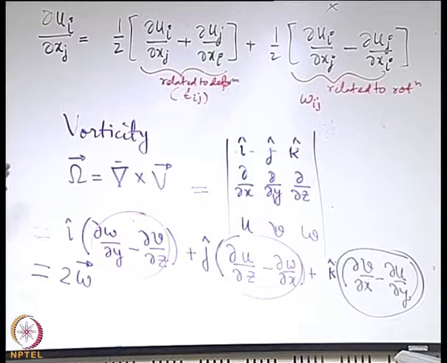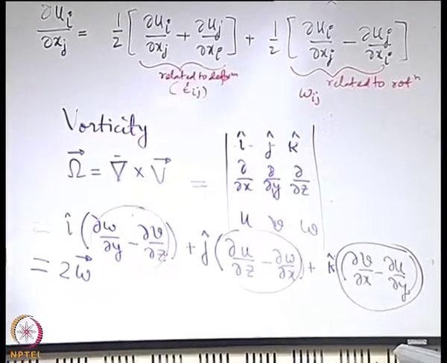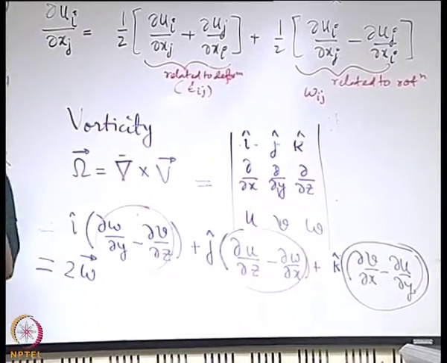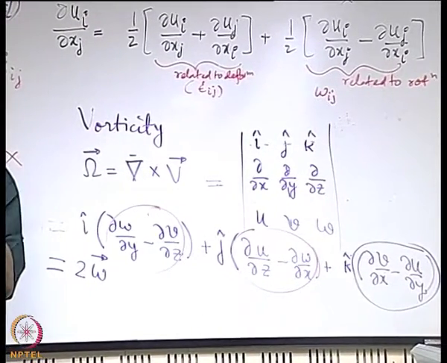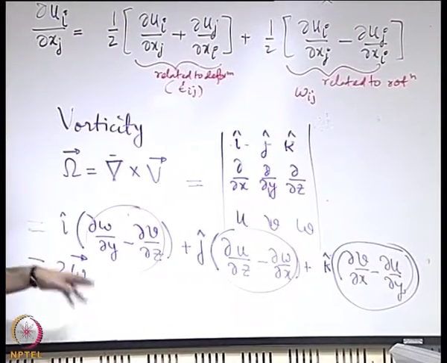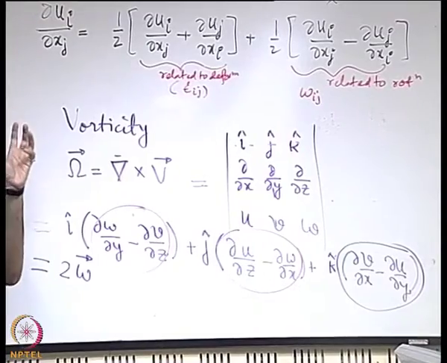So vorticity is a mathematical definition, but what it gives physically is a sense of rotationality in a flow. So if the rotationality in the flow is very strong, we say a vortex is created in the flow, and the strength of that is given by the vorticity vector. So that is the physical meaning of a vorticity vector.